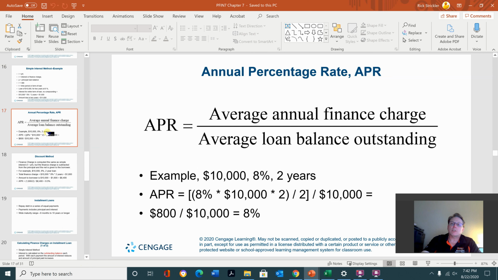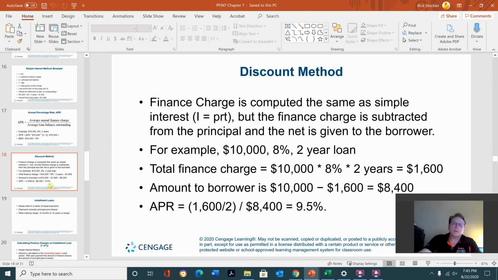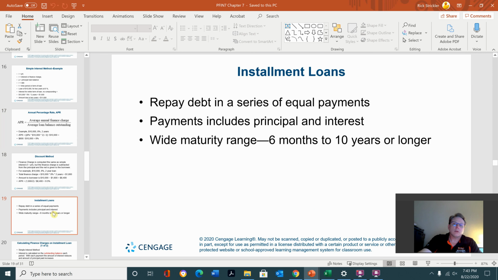Okay, so average annual finance charge divided by average loan balance outstanding is your APR. So in the same example, $10,000, 8%, 2 years, it's 8% times 10,000 times 2, so that's 1,600, divided by 2 is 800, divided by 10,000, okay, equals 8%. Okay, so here's your discount method. Again, you're talking about the same formulas, only this is a little bit different, so your APR is actually 9.5%. APR usually has the fees in there as well.